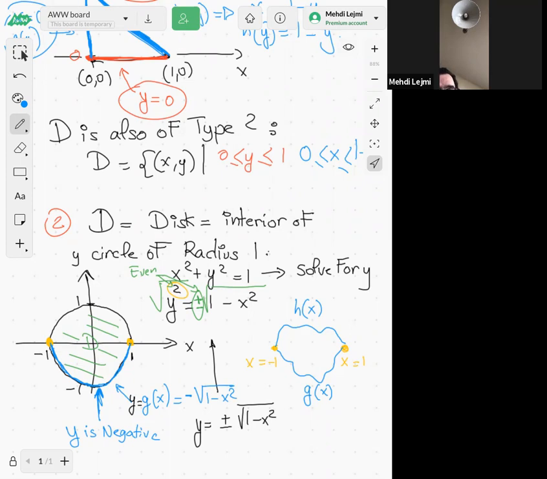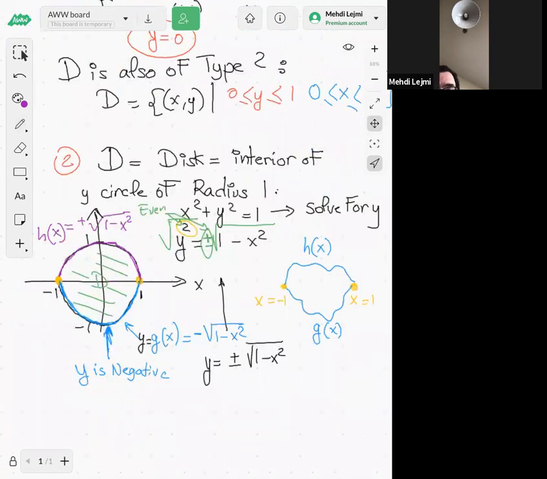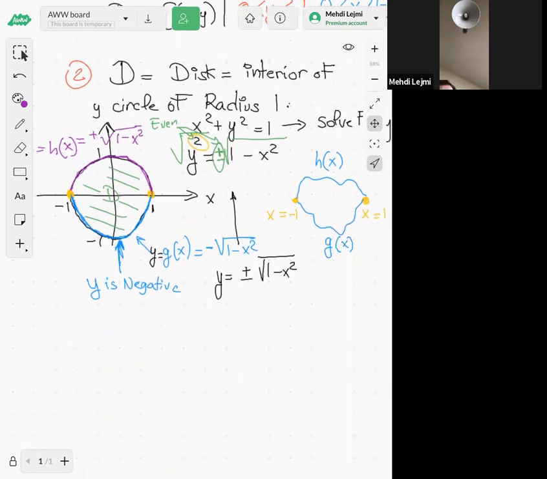What about h of x, the top here? Let's say this is my function h of x, which is y. My y coordinate is equal to some function h of x. Well, this is above the x-axis, so the y coordinate is going to be positive. So this is plus the square root of 1 minus x squared. So in this case, my x is between -1 and +1.